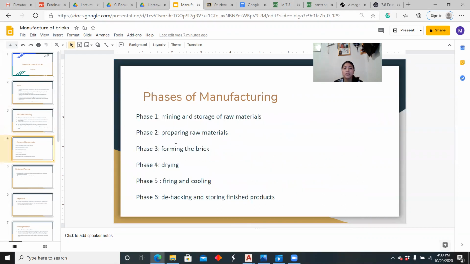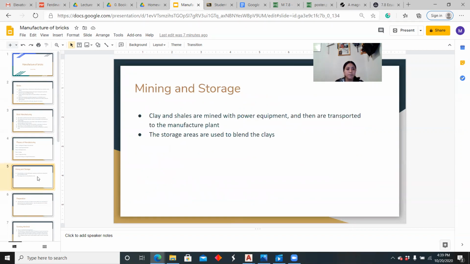Moving on, we're going to talk about the phases of manufacturing. The first phase is known as the mining and the storage of the raw materials. The second phase is the preparing of raw materials. The third one is the forming of the brick using the three methods I talked about previously. The fourth phase is drying the brick. After drying the brick comes firing and cooling the brick, and finally the sixth phase is dehydrating and storing the finished product of the bricks. Let's start with the first phase, known as the mining and the storage.